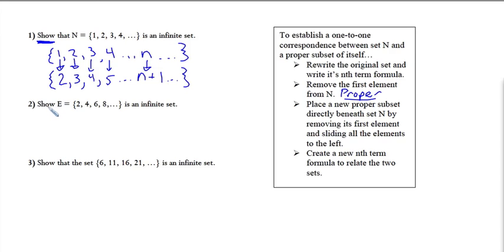So let's try number 2. Show that the set of all even numbers, 2, 4, 6, 8, is an infinite set. Okay, so let's go through this. You can go through it with me here. Step 1, rewrite the set. Include an nth term formula here. So these are going up by 2, so it's 2n. If we plug 1 in for n, we get 2, which is our first term. So that's all we need.